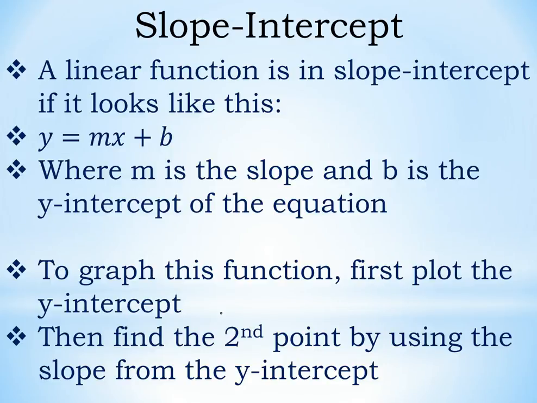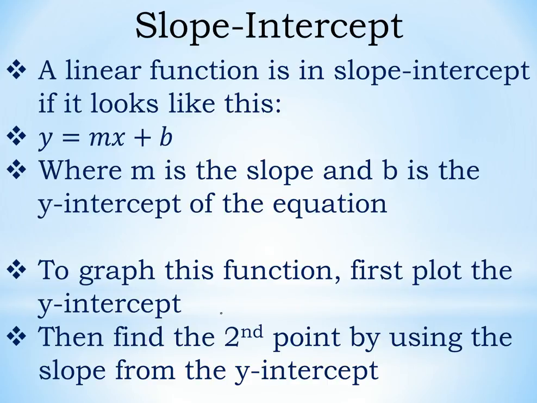So to graph this function, we need to first plot that y-intercept on the y-axis. Whatever number it is, we put it on the y-axis. And then we find our second point by using the slope to go from the y-intercept to the second point. Whatever the slope is will tell us to go exactly where we need to go.